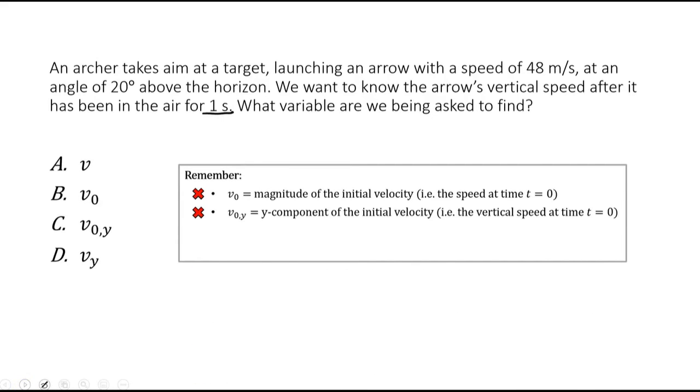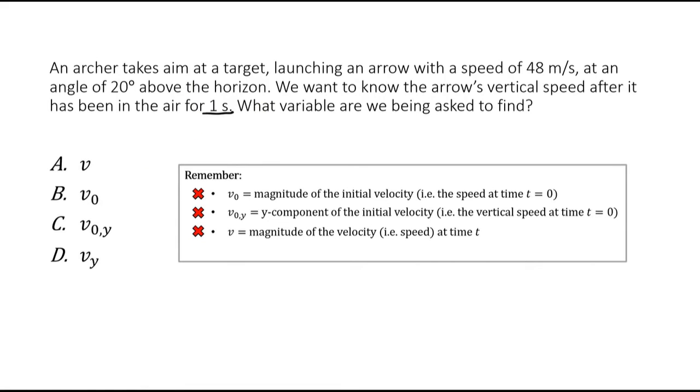Okay, what about V naught y? Well, V naught y is just the y component of that initial velocity. Again, that corresponds to the time t equals 0, so this isn't what we're looking for either. What about just v? So v would actually be the magnitude of the total velocity of this arrow at time t, which in this case is going to be 1 second. So now we're getting closer.